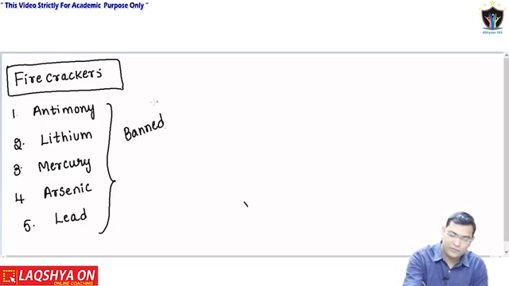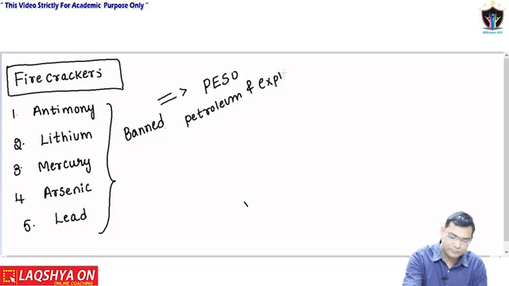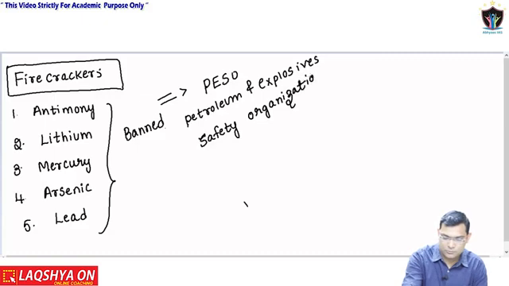You know who will be looking after these elements? There is a unit called PESO, called the Petroleum and Explosives Safety Organization, which comes under the Ministry of Commerce.